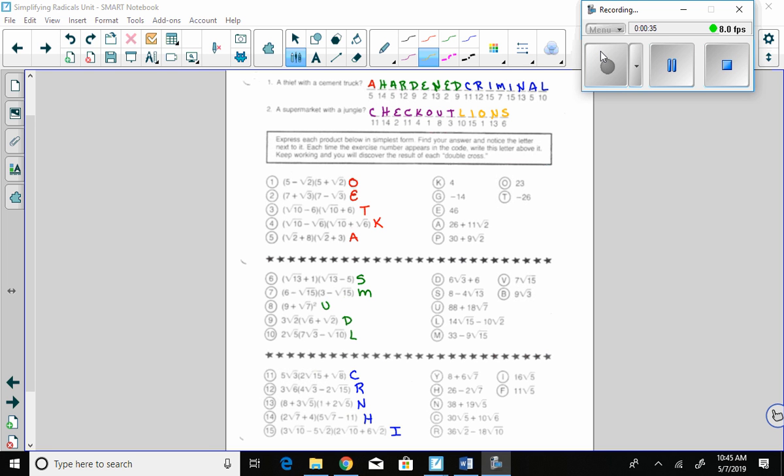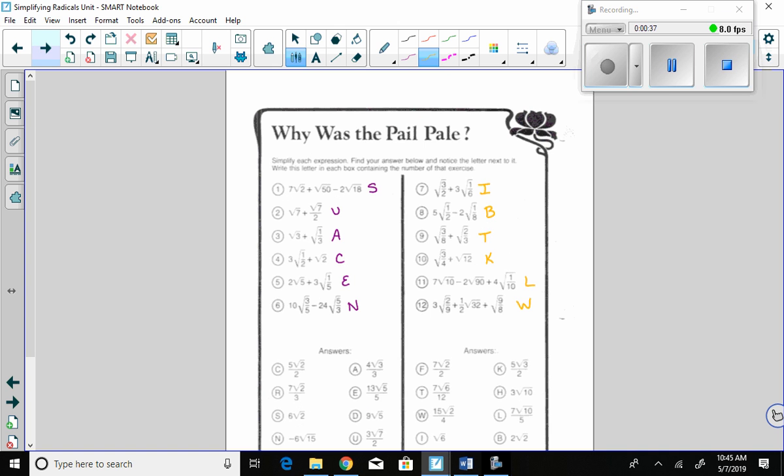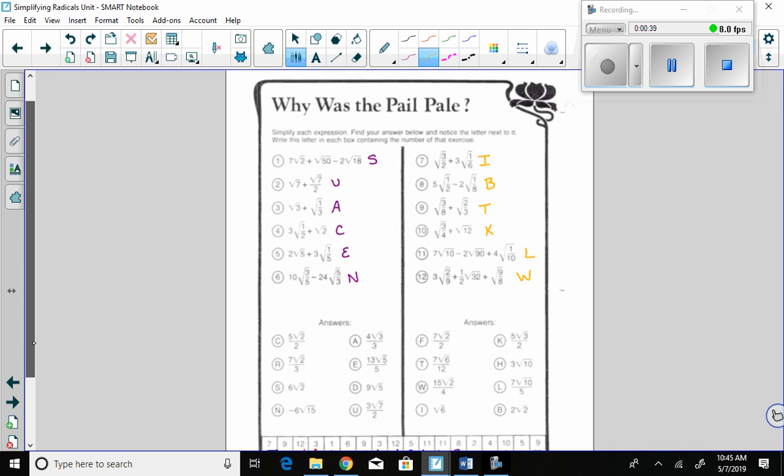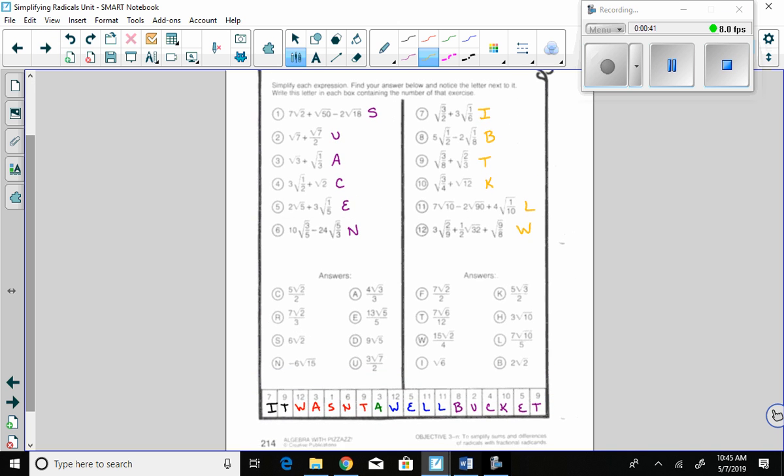And then the next page: why was the pail pale? It wasn't a well bucket. And again, there are the correct answers to each of the problems. And if you need to, again, hit pause, talk out how we got them, solve them together as a class, and then go ahead and continue to hit play. Otherwise, just wait a few seconds here.